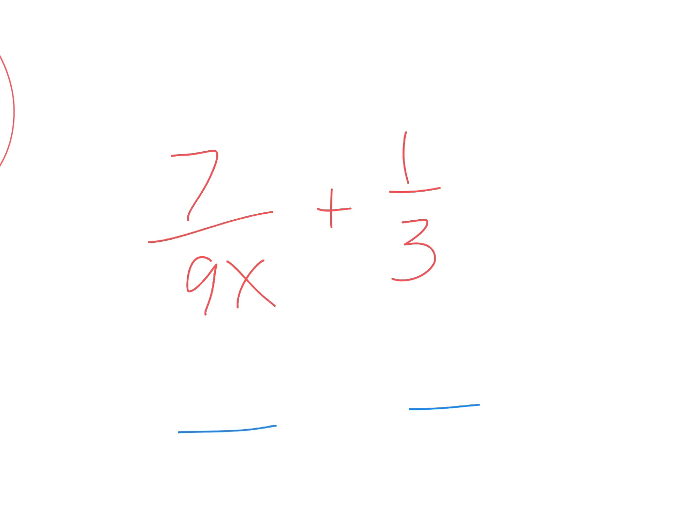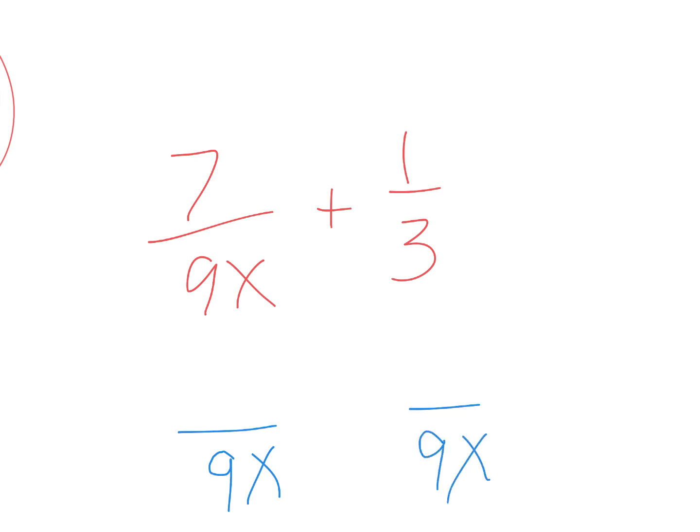What's a good denominator? Just x? I can't just have an x. Could I have a 3x as my denominator? Nope. What do you think we should use? 9x. You went fancy. You can make these both be 9x.